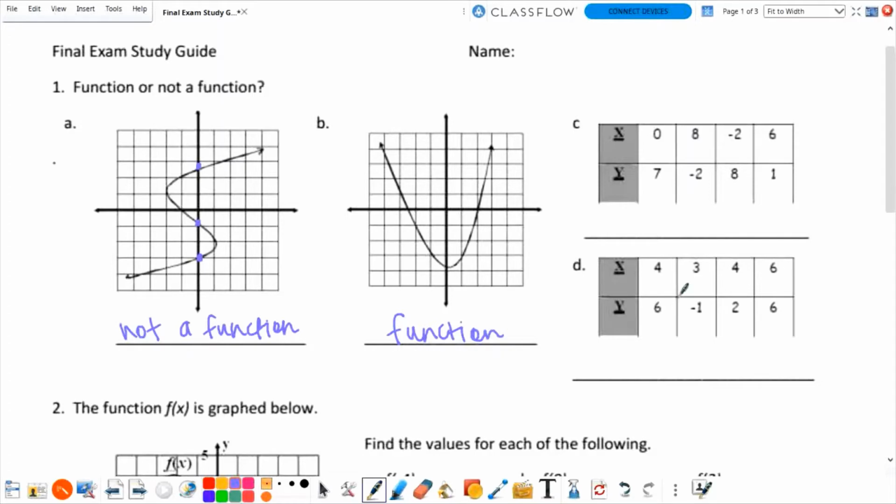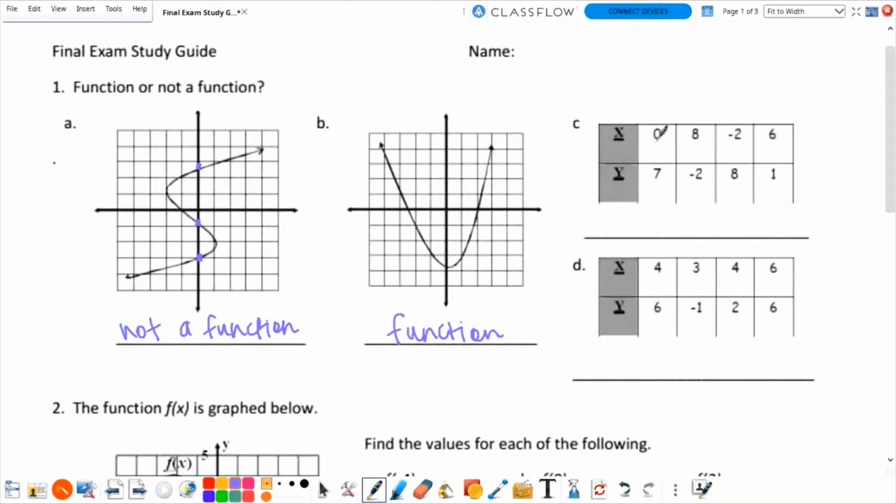All right, so C and D, hopefully you guys still remember, but when we're looking at tables to figure out if it's a function or not, we're really focusing in on those x values. So we don't want any repeating x values with different y values. And what I mean by that is we can have the same x value as long as the y value is the same, as long as it's the same point. But if it is a new point, then it is not a function.